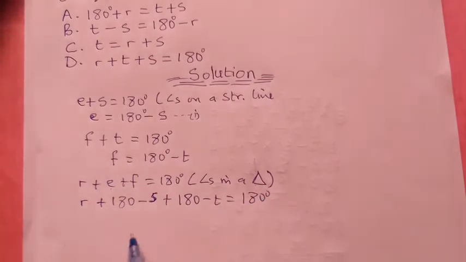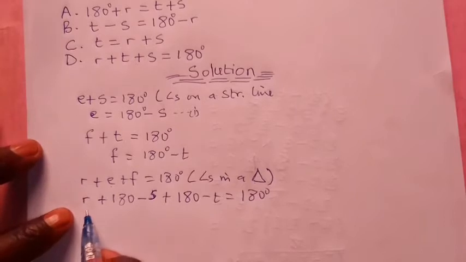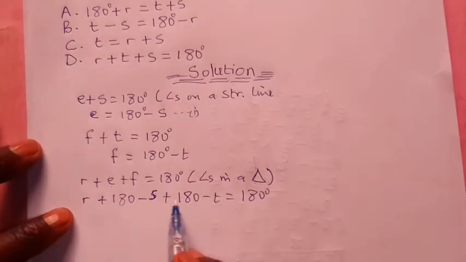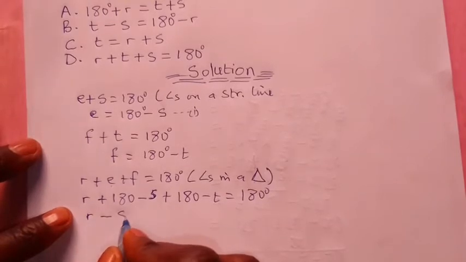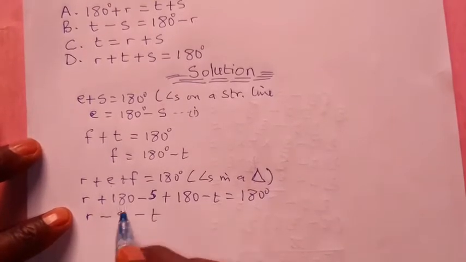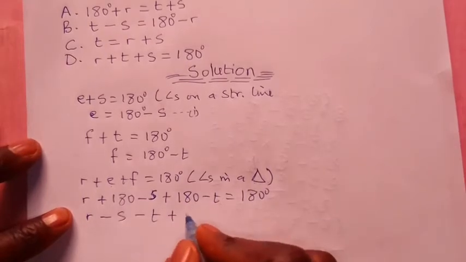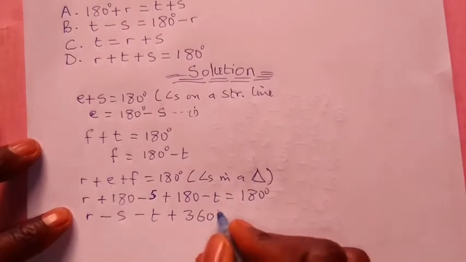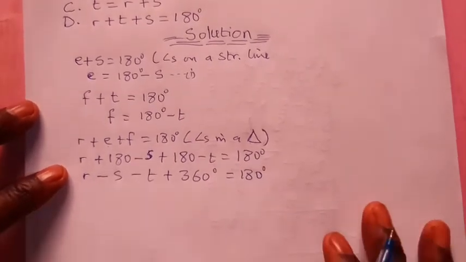180 degrees. So here's what we are going to do now. If we come to this place here, we write R minus S minus T out. Then we sum up our 180 plus 180, and that will give us plus what? 360 degrees, then equals 180 degrees. Now in this case, what do we do?